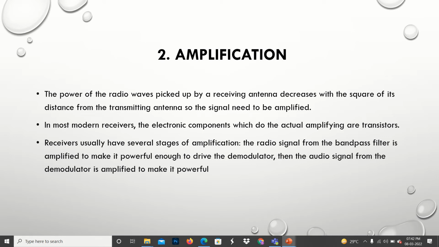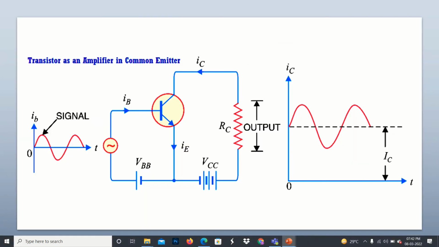The radio signal from the band pass filter is amplified to make it powerful enough to drive the demodulator. Then the audio signal from the demodulator is amplified to make it powerful. This is the figure of a transistor working as an amplifier in common emitter mode.